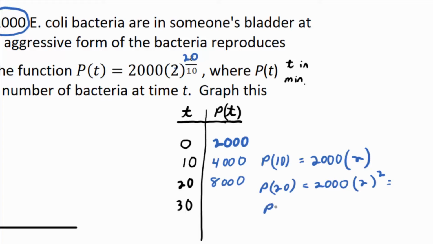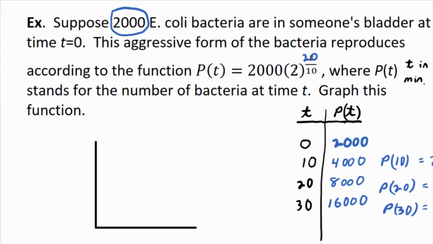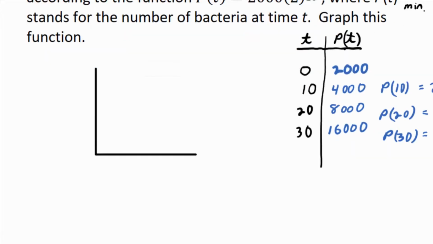And then finally, when you plug in 30, what do you get? 2,000 times 2 to the third power, right? And that's, okay, so that's going to be what? 2 to the third is 8 times 2,000? So 16,000. So they're reproducing at a good clip there, right? Now, are you going to want to go by ones on the x-axis or y-axis here? No, in fact, you're going to have to scale both the x and y-axes differently, right? Okay. Probably should have called that t and P of t, right?